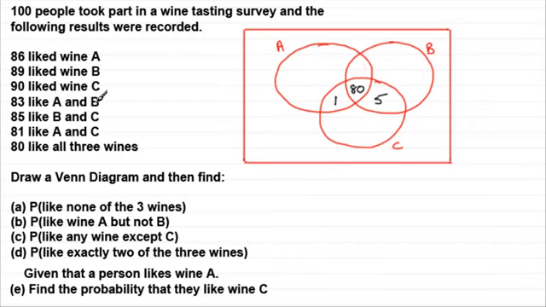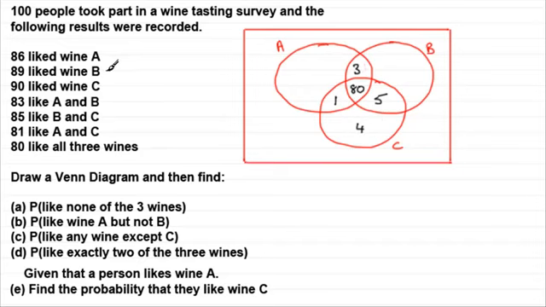83 like A and B. So 83 is A and B, that's these two, so it must be a 3 in here. Now we can look at, say, 90 liked wine C. So wine C is all of this, okay? We've already got 80 and 5 and 1, so that's 86. So there's got to be 4 more left to make that up to 90. 4 people here just liked C.